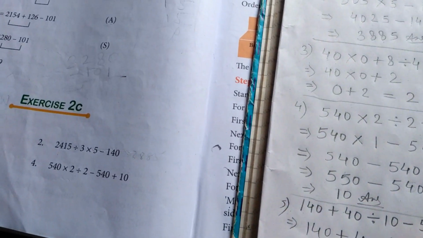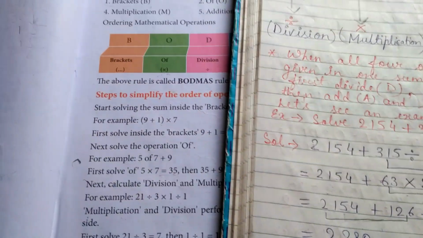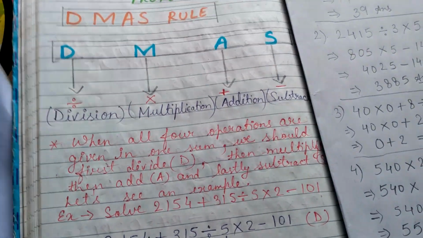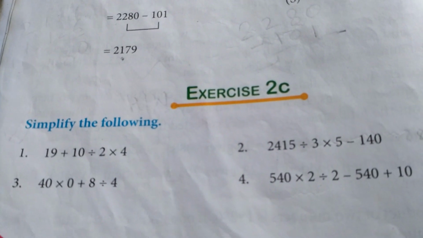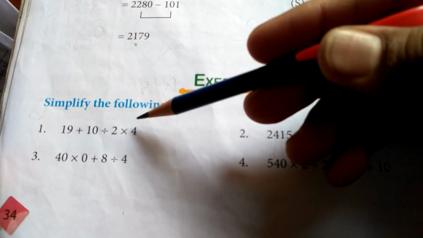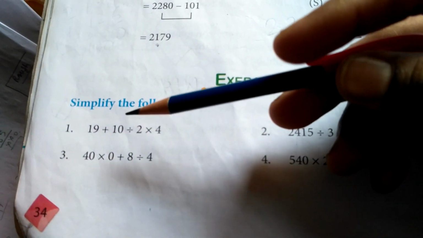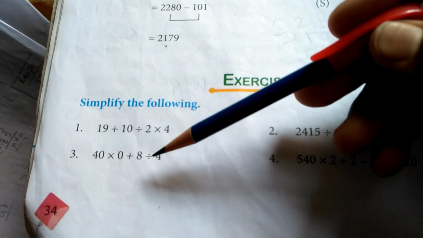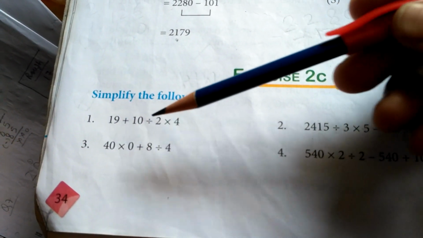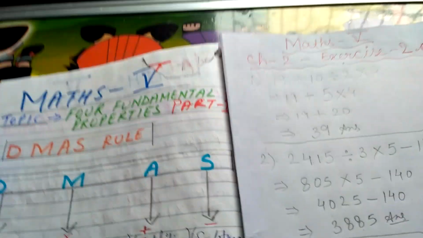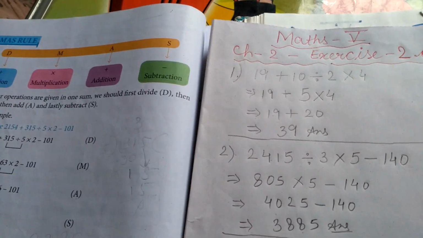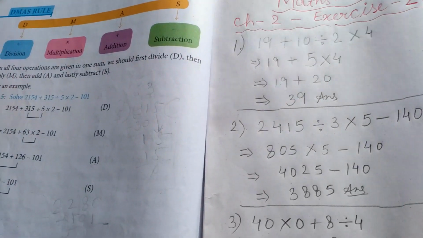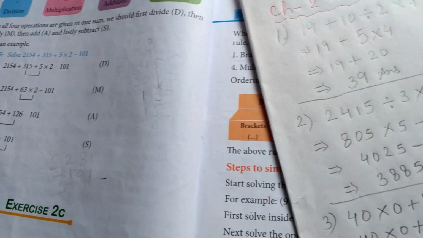Okay, now let's start the exercise. What the exercise is saying, what are the different questions over here. So simplify the following. Now as per the DMAS rule, we have to simplify these questions, and as we can see here, 3 operations are there: plus, division and multiplication. So while solving these questions, we have to keep in our mind the DMAS rule that I have taught you right now.